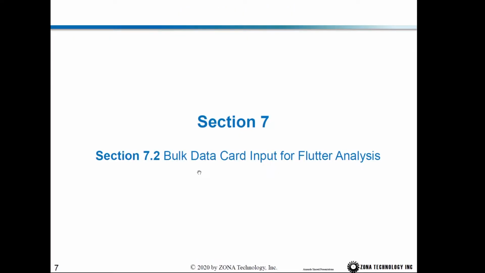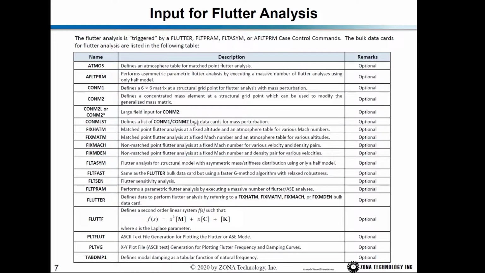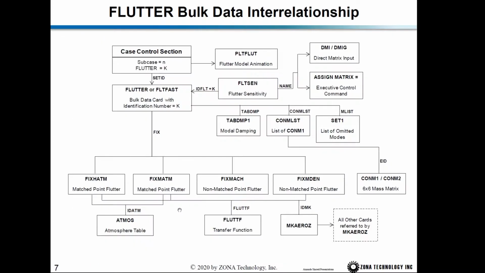Section 7. Bulk data card input for flutter analysis. This slide lists all the input cards for flutter analysis. The most important card is called FLUTTER, and this FLUTTER card is referred to by a case control command called FLUTTER equal to an integer, and this integer refers to the ID of the FLUTTER card. Also, it can refer to the FLUTFAST card, and the FLUTTER card refers to one of these 4 cards.